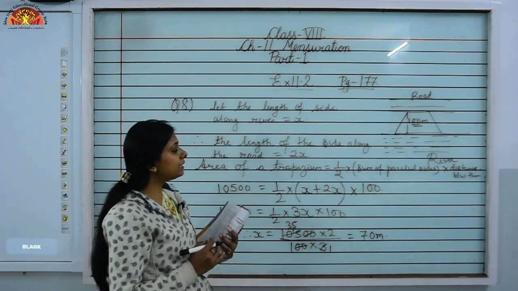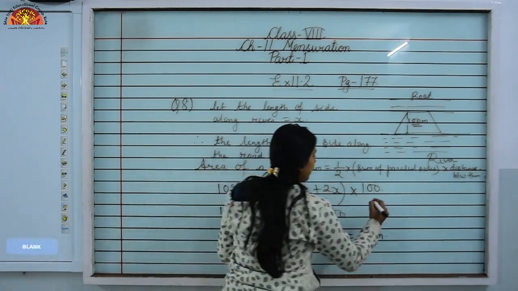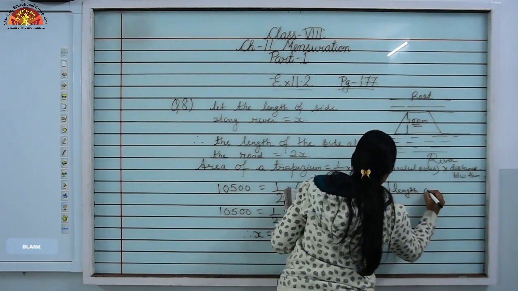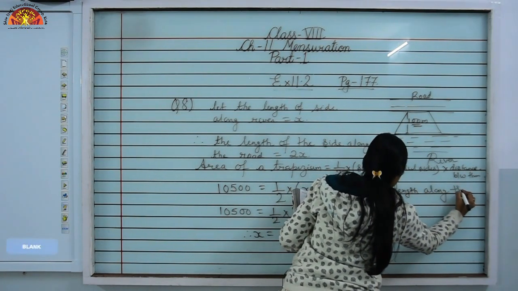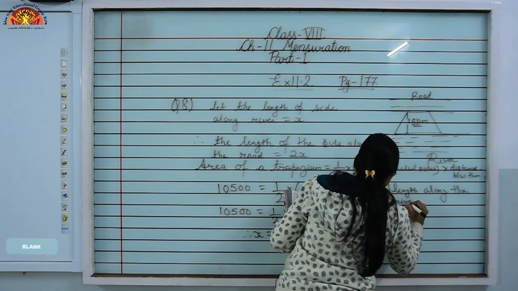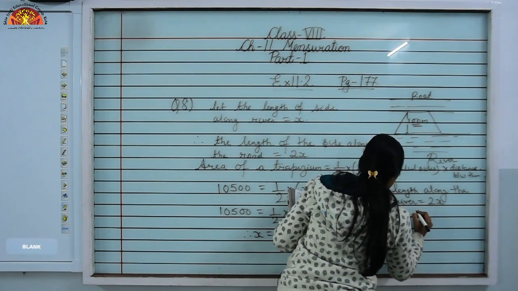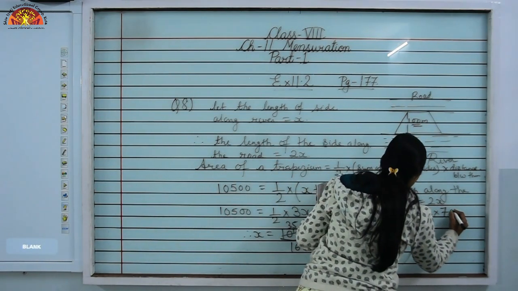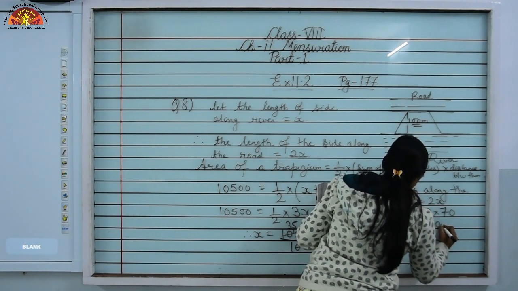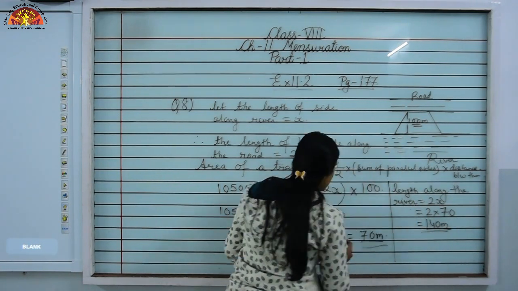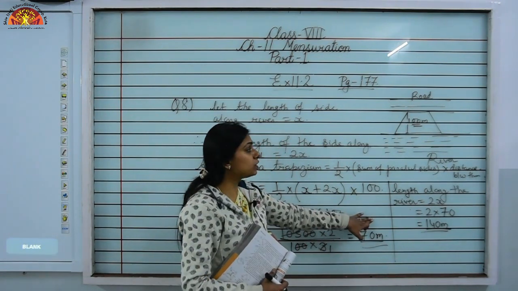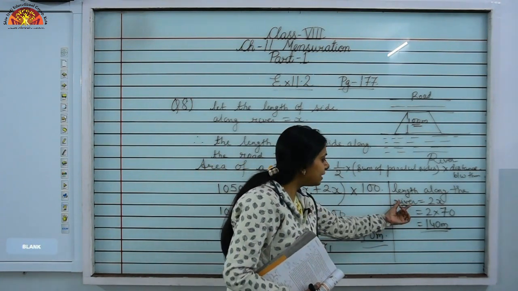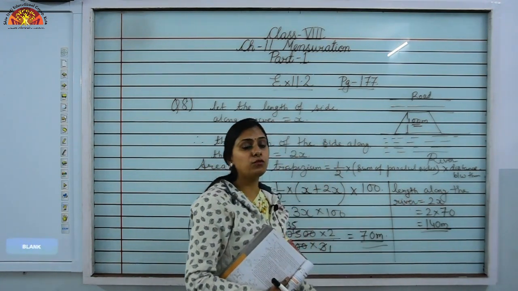Now we can just calculate the length along the road. So we can write, length along the road is equal to 2x. So 2 into the value of x, which is here 70. You can substitute the value, which comes out to be 140 meters. So your answer is 70 meter and 140 meter. That is, the length of the side along the river is equal to 70 meter and the length along the road is equal to 140 meters.